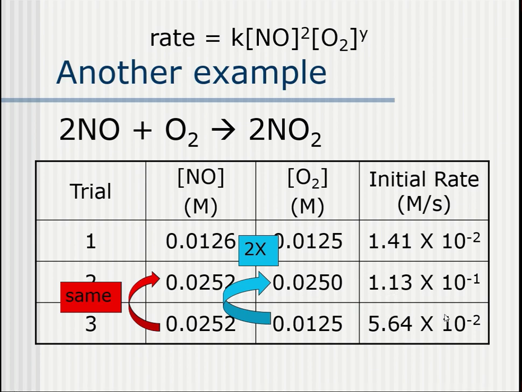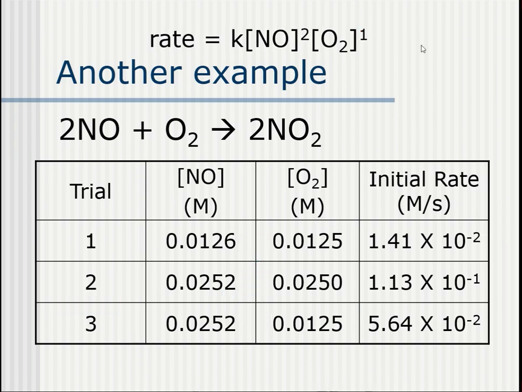Well, this looks weird, but notice over here, the exponents are different. This is 10 to the negative second. This is 10 to the negative first. So if I had both of them at 10 to the negative second, this would be 11.3. Well, that shows me that I'm really close to doubling. So I have a doubling of the concentration. As I double the concentration of oxygen while keeping nitrogen monoxide constant, the rate of the reaction is going to double. So what that means is it is first order with respect to oxygen.